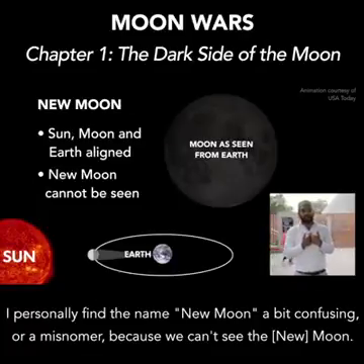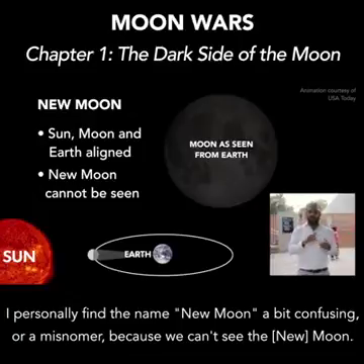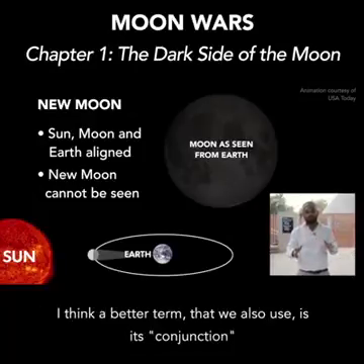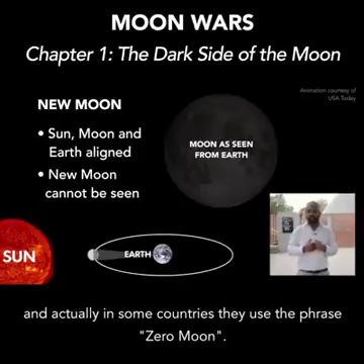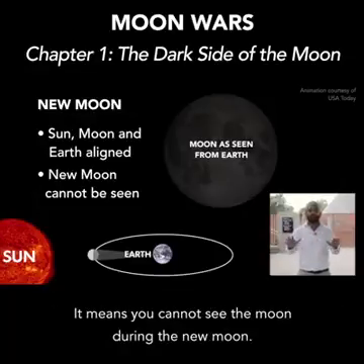I personally find the name new moon a bit confusing or a misnomer because we can't see the moon. I think a better term that we also use is conjunction, and actually in some countries they use this phrase zero moon. It means you cannot see the moon during the new moon.